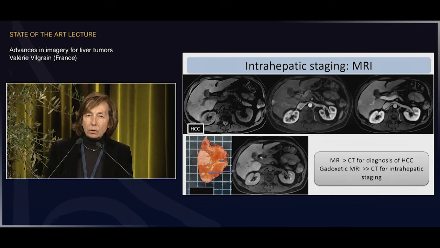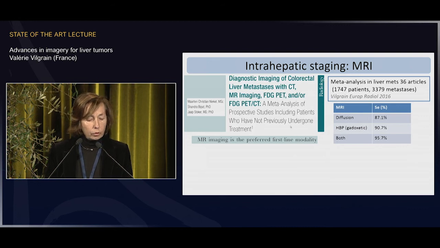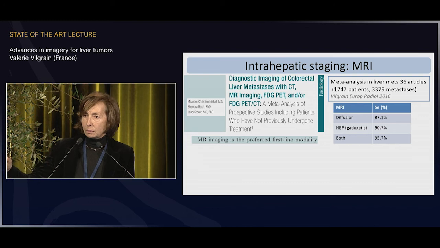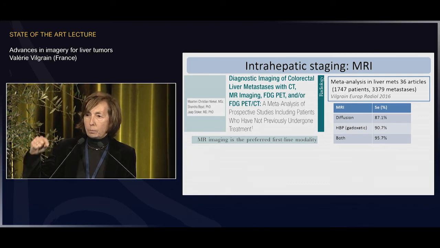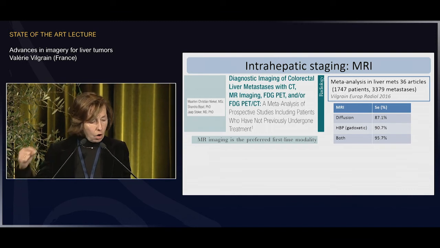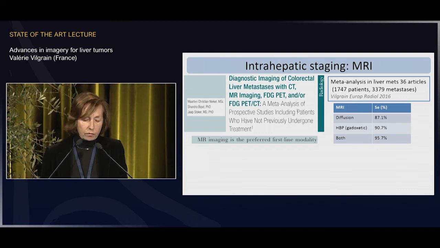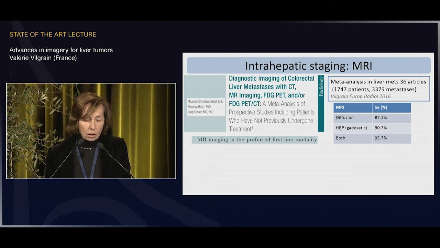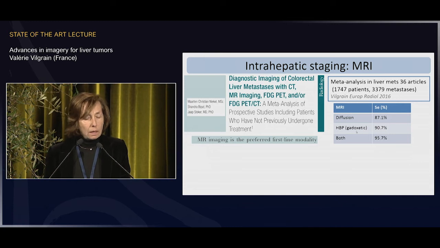And it is the same with liver metastasis. We know for years that MR is the preferred first-line modality to stage, meaning in patients considered resectable, which exam should we perform just next to or prior to the surgery? MRI. How should we do that? With a very recent technique using diffusion and, again, the hepatobiliary sequence, because both are very sensitive.